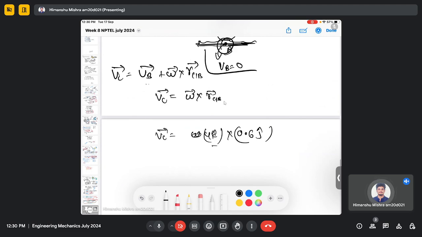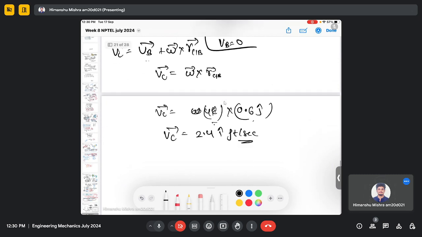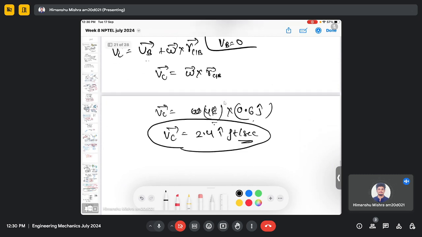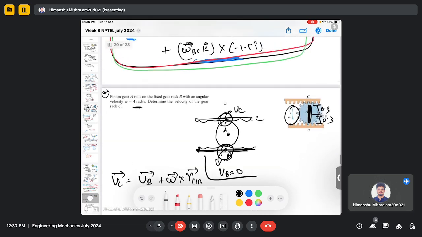Now if I take the cross product of this, I will get the magnitude in the i direction. So my VC is 2.4 in the i direction, feet per second. So this is my velocity at point C, 2.4 in the x direction, feet per second. So this velocity at point C is in the positive x direction. It's moving like this, the direction of velocity is in the positive x direction.